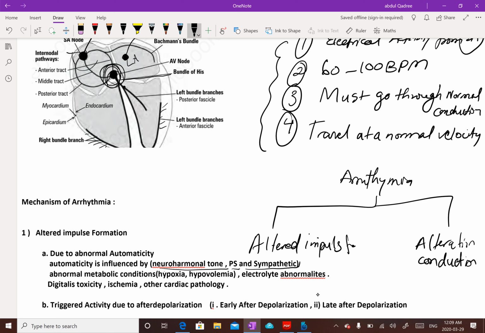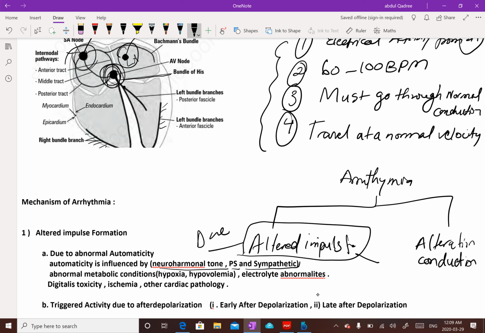My point is basically to tell you guys that the impulse that's being generated by the SA node is either being generated by somebody else, for example, another ectopic foci generating it in here, or it's being influenced by some sort of outside factor. For example, parasympathetic or sympathetic activity, or a decrease or increase in oxygen supply that's leading to bradycardia or tachycardia, and all these things just influence the formation of the impulse in the SA node, or of the heart. So that's what leads to arrhythmia. So that's why we say altered impulse formation. And that's one branch of it, due to abnormal automaticity.